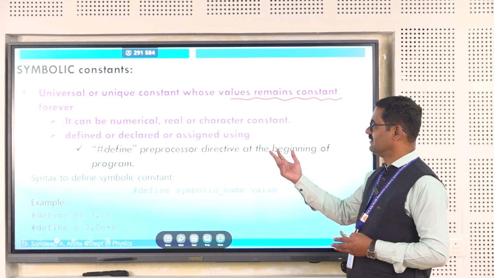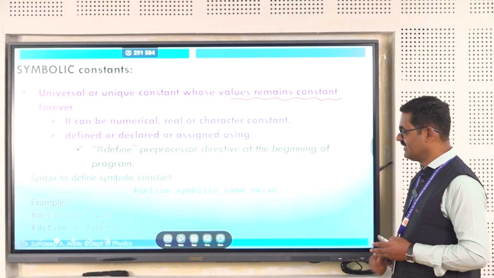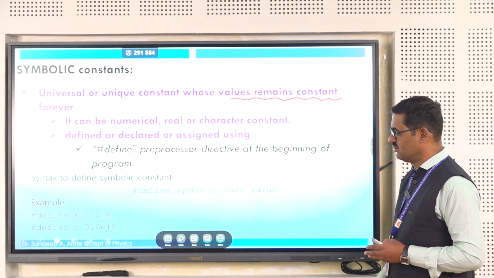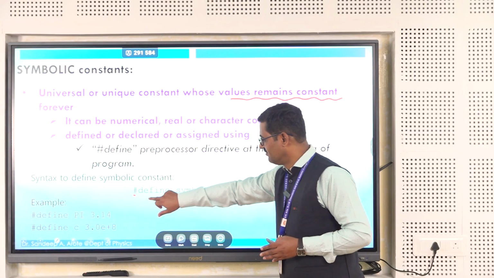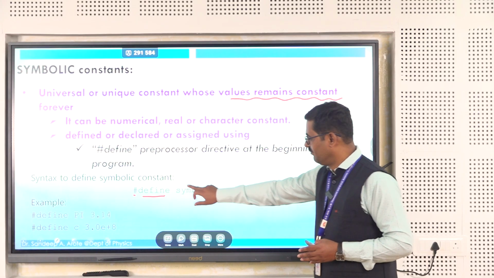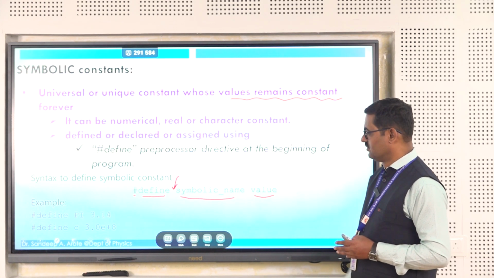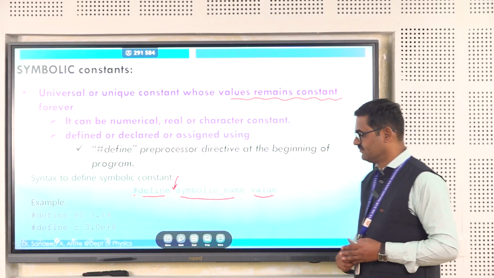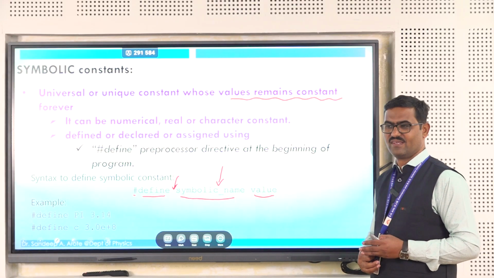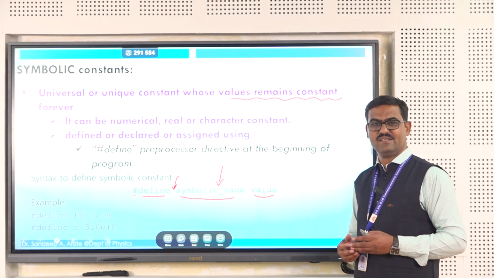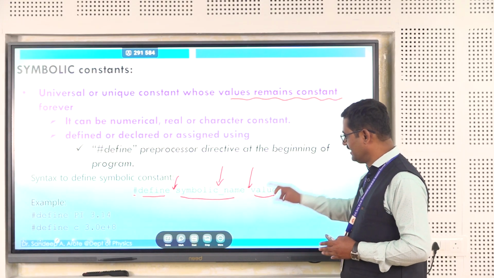So, it can be an integer number, a real number, or a character constant. Now, what is the syntax for that? To define such a symbolic constant, you have to write a statement, and the syntax for the statement is number sign followed by the keyword define, then blank space, then symbolic name and value. Number sign define is a keyword which is in lowercase, then blank space, the symbolic name is any valid variable name. Any valid variable name means all rules of identifier are applicable to this. Then again blank space and then value.